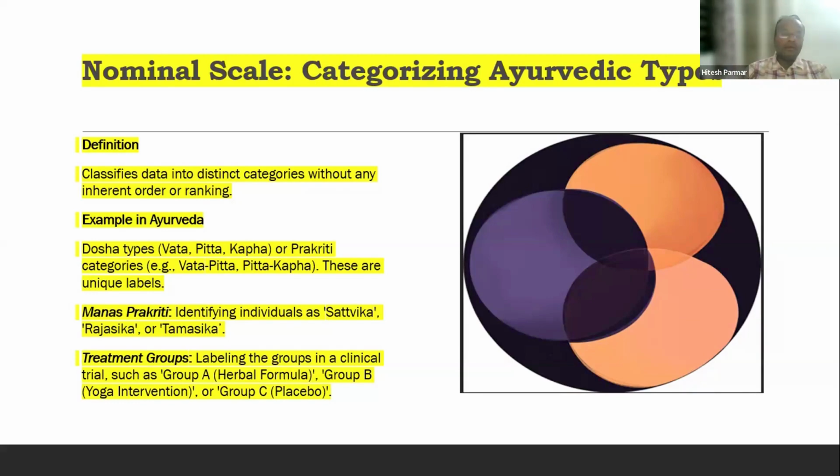So in the nominal scale, what do we understand? Numbers don't have any meaning. We can put 99 and 100 also. Suppose we are collecting data regarding gender, male and female; we can provide 1 and 2, or we can provide 99 and 100 also. The numbers don't have any meaning. It can be any number, right?